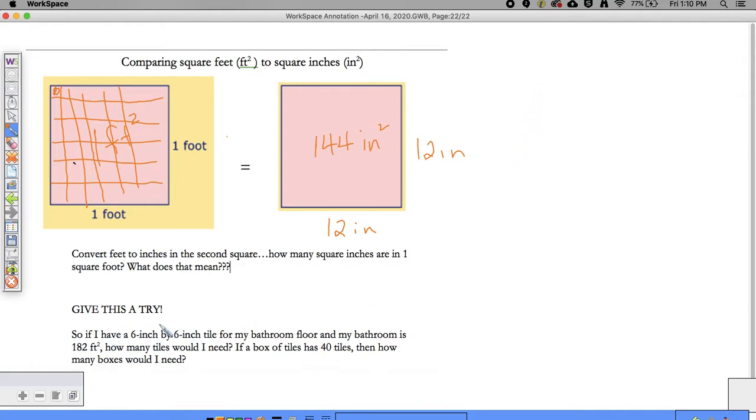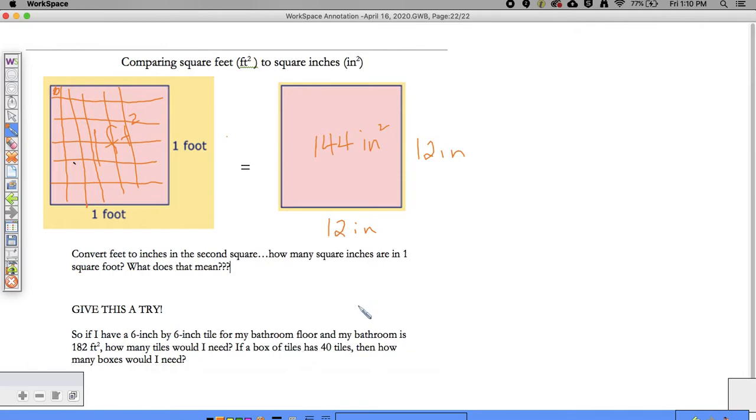But anyway, I have 6 inch by 6 inch tile for my bathroom floor. The bathroom is 182 square feet. How many tiles am I going to need? And this is a realistic thing. When I've ordered tiles before, doing construction jobs with my brother and my dad, or work on my own house, I would have to figure out how many tiles I would need to order.